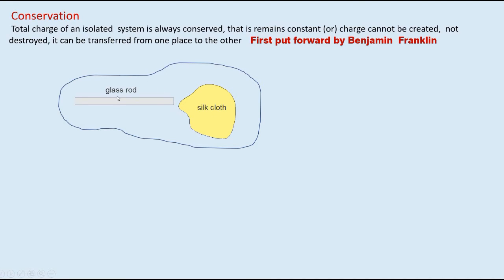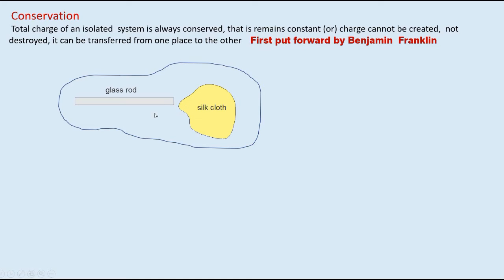But the number of electrons this glass rod has lost is the same as the number of electrons that the silk cloth has gained. We can say that the charge on the glass rod being positive is the same as the charge on the silk cloth, of course numerically the same, but with a negative nature. Okay, this glass rod becomes positively charged, silk cloth becomes negatively charged by the same amount, because the number of electrons the glass rod has lost is the same as the number of electrons the silk cloth has gained.